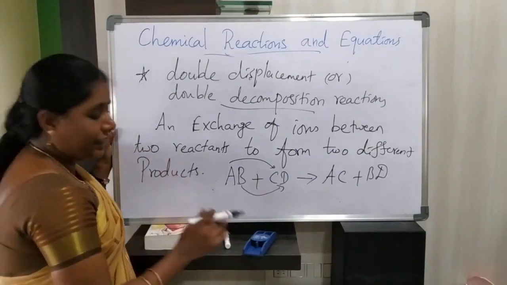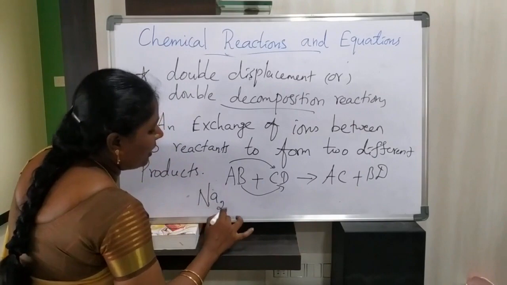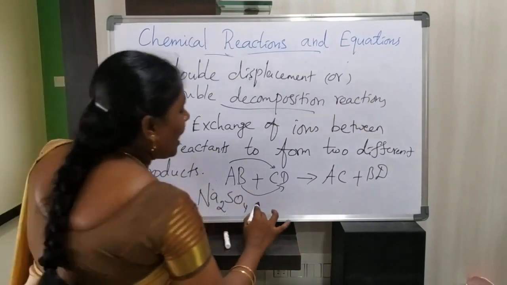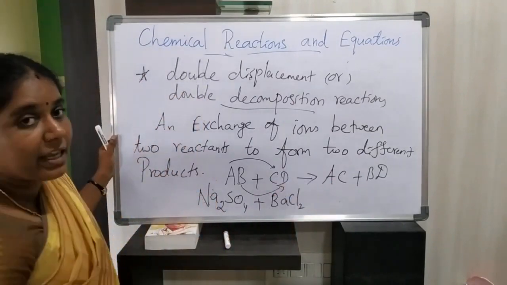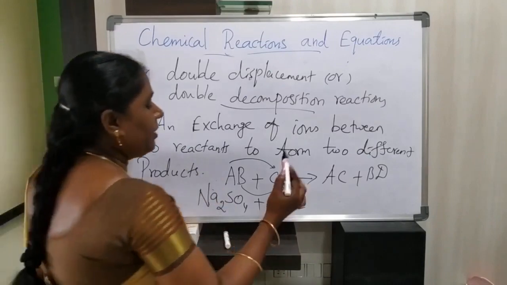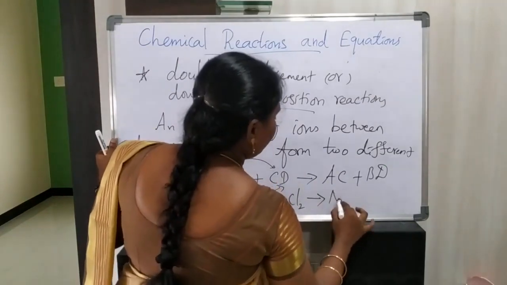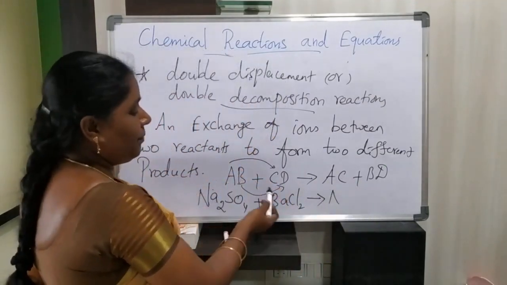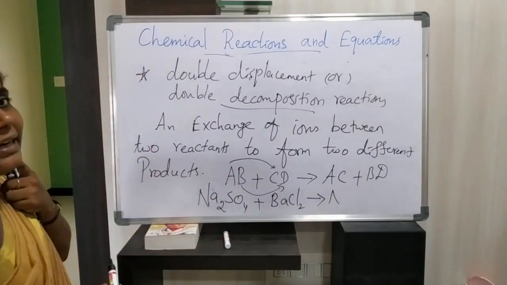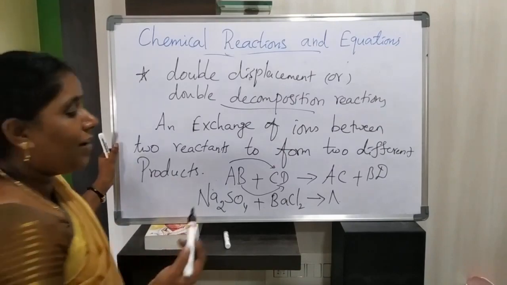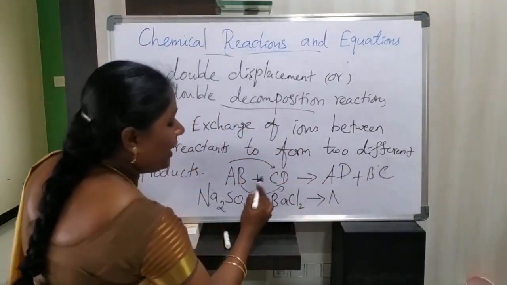For example, I will tell you. Listen, when sodium sulfate, Na2SO4, combines with barium chloride, BaCl2, both combine together. What will you get? Sodium chloride and barium sulfate. So exchange of ions takes place. How will you get the exchange of ions?